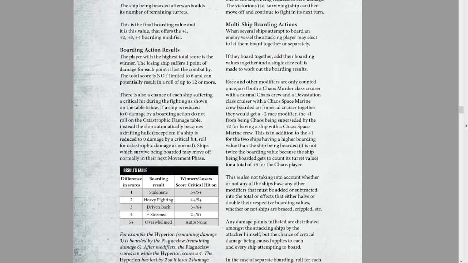On a 4, you are stormed. The winner rolls a 2 or better to cause a critical hit, and the loser rolls a 6 up. On a 5 or better, okay, that's overwhelming damage. The winner automatically critically hits their opponent, and the opponent does not have a chance to crit at all.